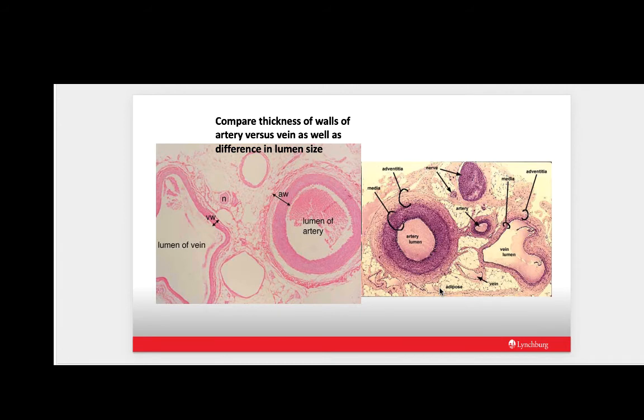This is looking at a cross section of arteries and veins. So you can see here's a vein. This is an artery. Look how much more structured the artery looks. Look at this nice thick tunica media. Tunica media on the vein side is very thin and very floppy. So definitely some differences with those.